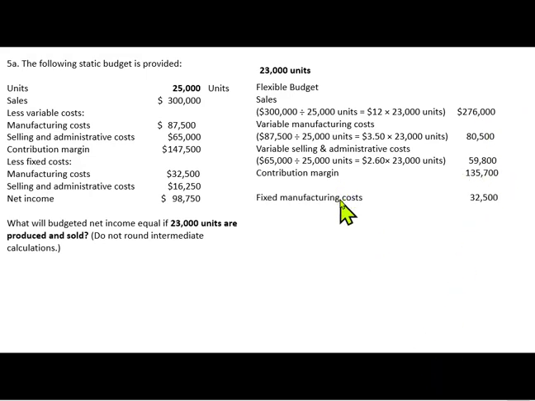Fixed manufacturing costs are fixed, whether it's 25,000 or 23,000 units. So it's 32.5 for the fixed manufacturing. Fixed selling and administrative are 16,250. Net income is 86,950. That's the answer we're looking for if you change the volume to 23,000 units.